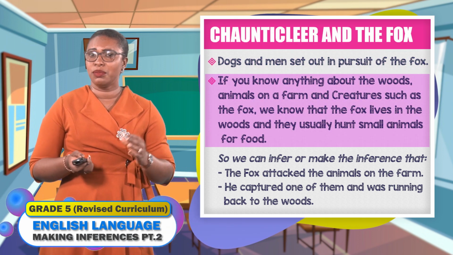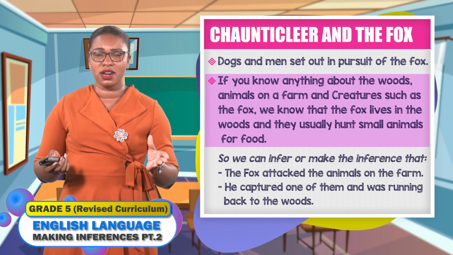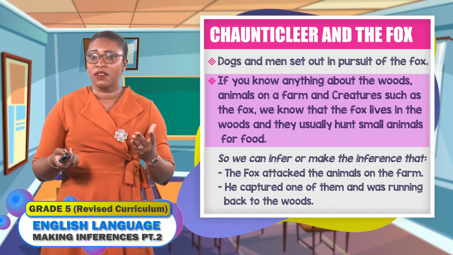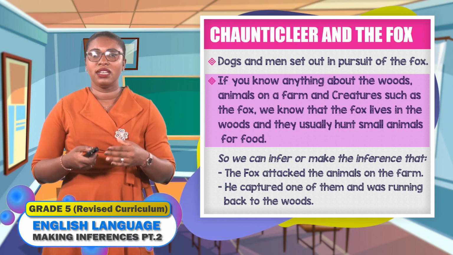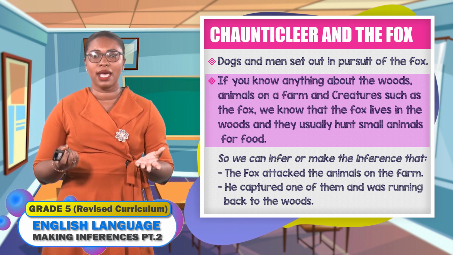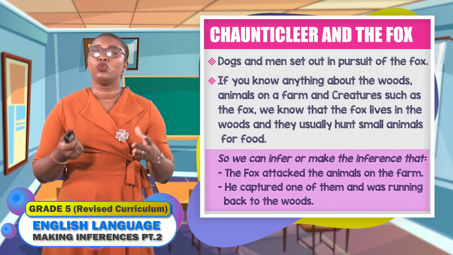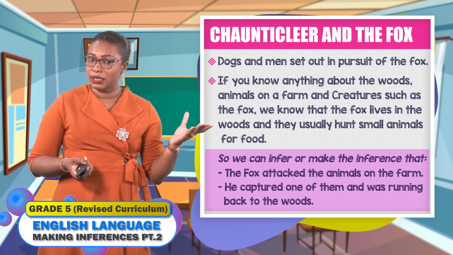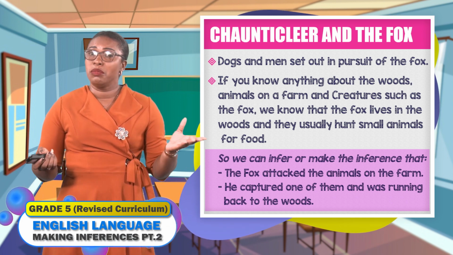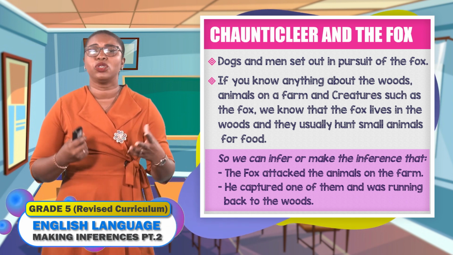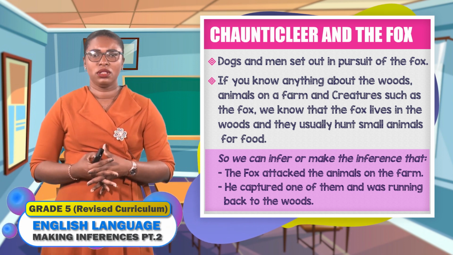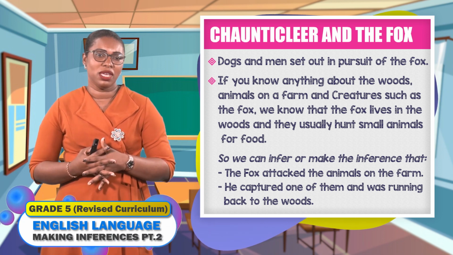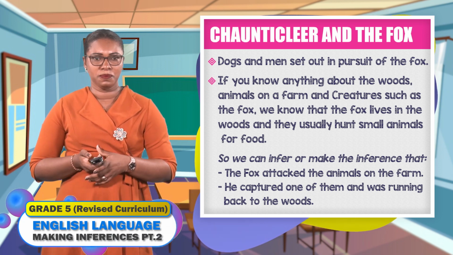If you know anything about the woods, animals on a farm, and creatures such as the fox, we will know that the fox lives in the woods, and they usually hunt small animals for food. So we can infer or make an inference that the fox attacked the animals on the farm. He maybe captured one of them and was running back to the woods. Did you use those clues? Or were you even able to make those inferences?